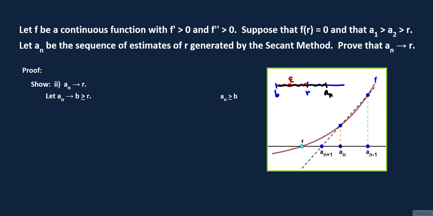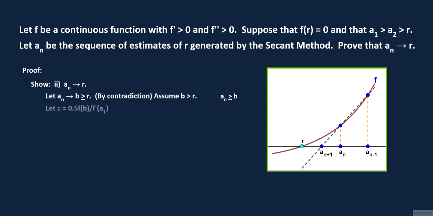We showed that b equals r by contradiction, and so we assume that b is greater than r. We choose a new epsilon, and we choose it carefully. We set epsilon equal to 0.5 times f of b divided by f prime of a sub 1. If b is greater than r, and if f is strictly increasing, then f of b must be positive. f prime is given to be greater than 0, so that we do have a valid choice for epsilon.